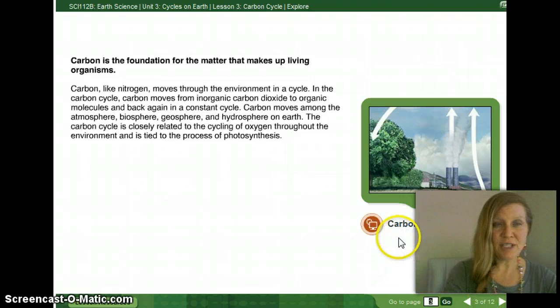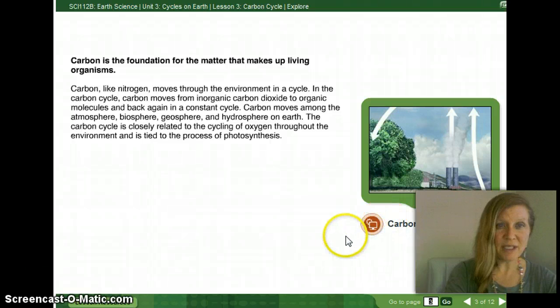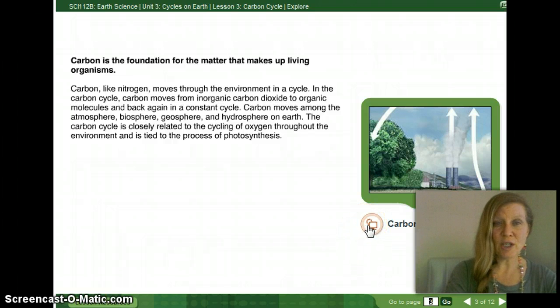Carbon, again, is the foundation for the matter that makes up all living organisms and how it moves through the environment in specific cycles. For instance, in the carbon cycle, the carbon moves from inorganic carbon dioxide to organic molecules and back again in a constant cycle called photorespiration. And through the interconnection between photosynthesis and cellular respiration, carbon moves along the atmosphere, the biosphere, the geosphere, and the hydrosphere on Earth, and it's very closely related to the cycling of oxygen through the process of photosynthesis.